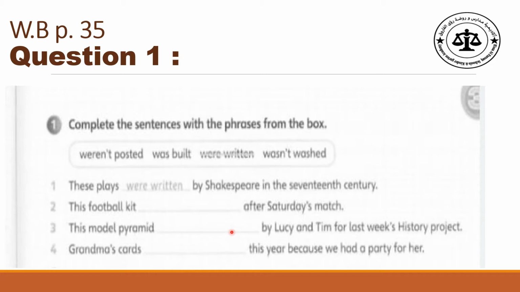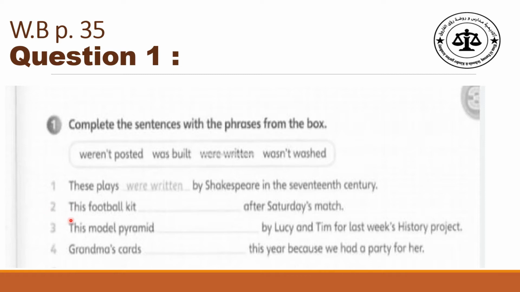Now let's move to your workbook, page 35. So please open your book and be ready to answer these questions. Question number 1, complete the sentences with the phrases from the box. Here we have phrases in past passive: weren't, posted, was pulled, were written, wasn't washed. So number 1, these plays were written by Shakespeare in the 17th century. So these plays is a plural noun, so we have were plus verb 3, written.